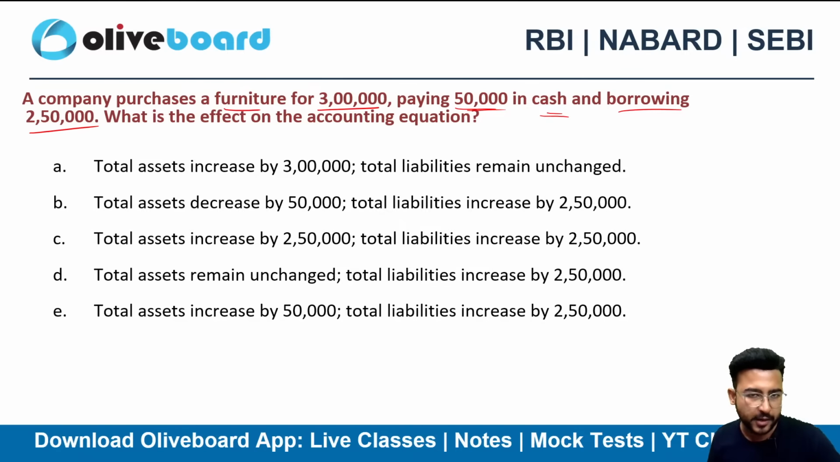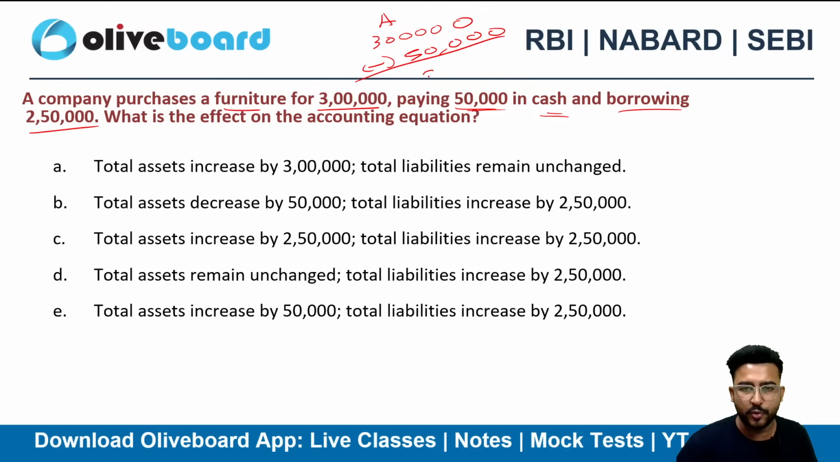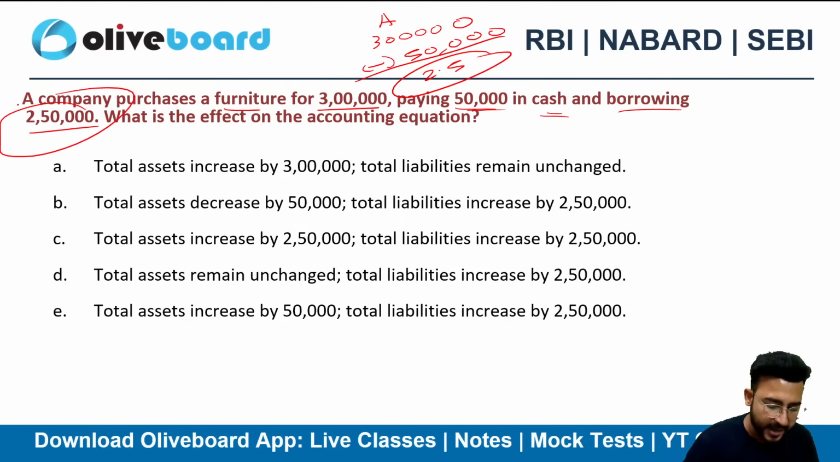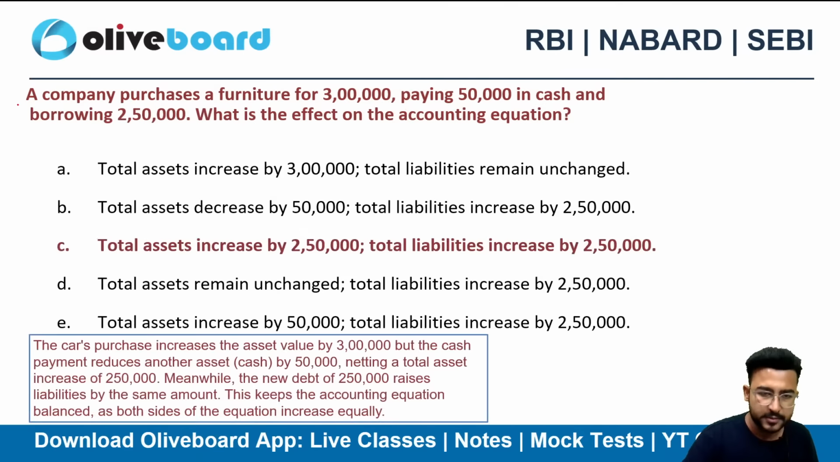What will happen to the accounting equation? Furniture is up by 3 lakhs. I paid cash of 50,000. So can I say that my asset size is increased by 3 lakhs minus 50,000 cash is out? So 2.5 lakh is the increase in my asset side. What about my liability? 2.5 lakh. So asset and liability both are increasing by 2.5 lakh, right?